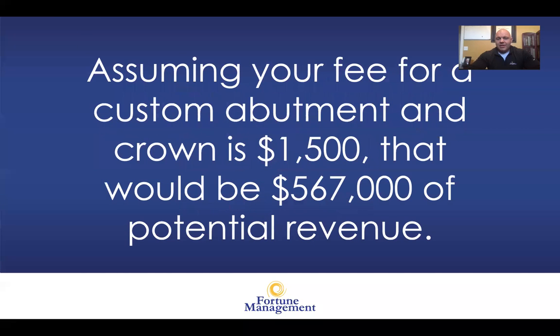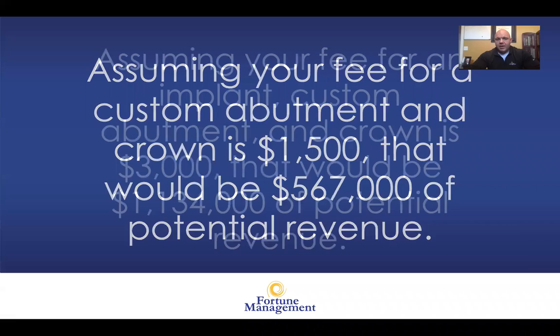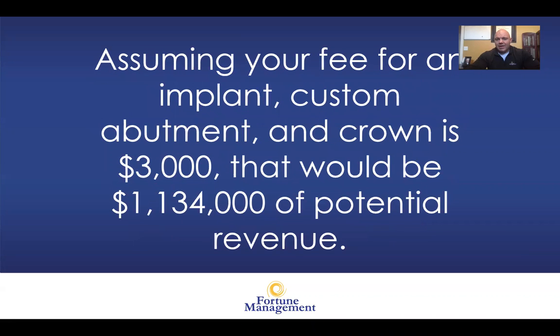So if we do the math here, and these are some very conservative estimates, and if you know your fees, you can use that as a perspective here too. So assuming your fee for a custom abutment and a crown is $1,500, that would be about $567,000 of potential revenue. If your fee for an implant, a custom abutment and crown is $3,000, that would be about $1.134 million of potential revenue.